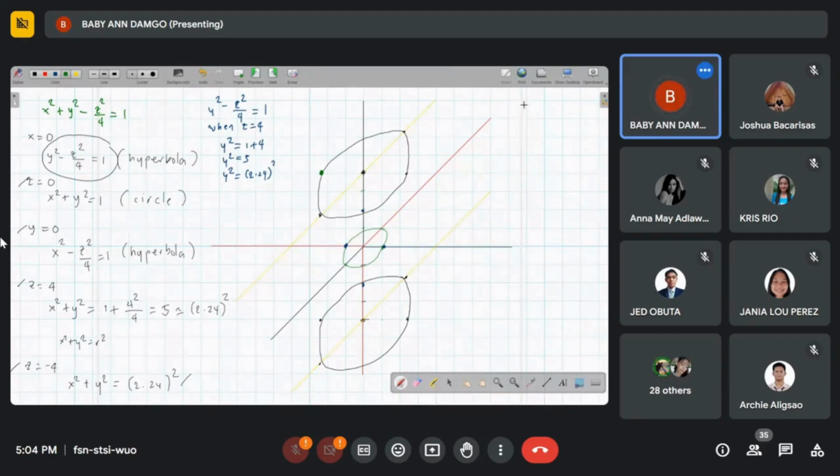Sa mga ito. We have y squared minus z squared over 4 equals 1. So when z is negative 4, so kani nga plane, we have y squared equals 5, so i-transpose the same na po na siya as y squared equals 5, which is 2.24. So ang z diri is dara. Okay, and then we can connect.